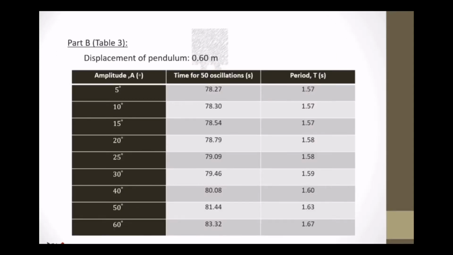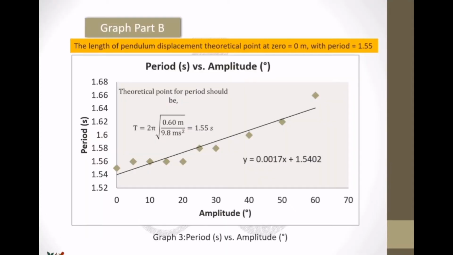For part B, the displacement is for a pendulum of 0.60 meter, where amplitude is the manipulated variable and period is the responding variable. This graph shows that the relationship between amplitude and period is not proportional, that is, non-linear, but the period increases as the value increases.